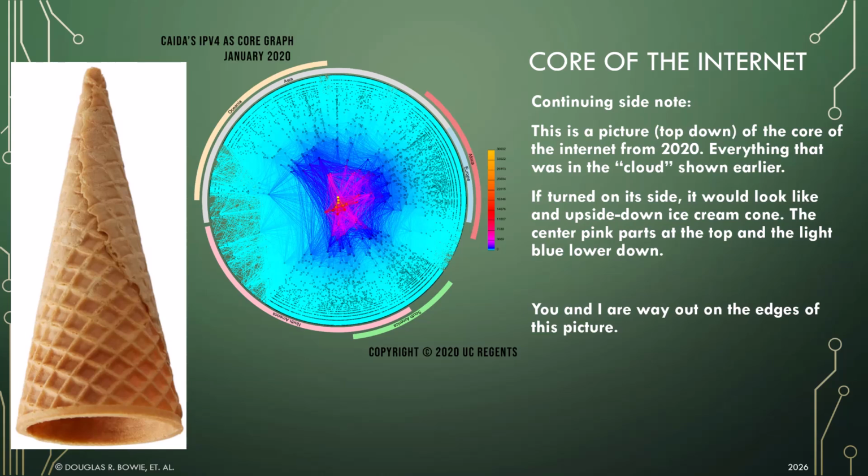This is a picture of the core of the internet from 2020. It's kind of a top-down picture, with this spirograph looking thing in the middle. And we're way out on the edges. The violet color in the center is the absolute core of the internet. And if you were to turn it on its side, it would look more like the upside down ice cream cone that I've got shown here, right?